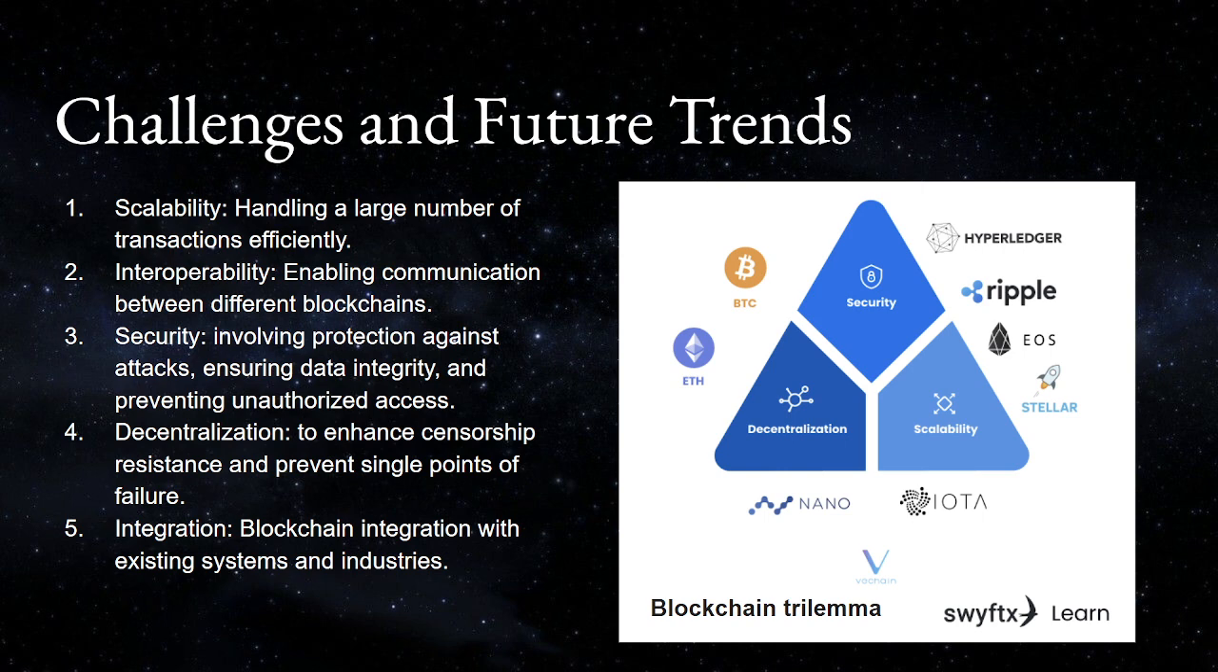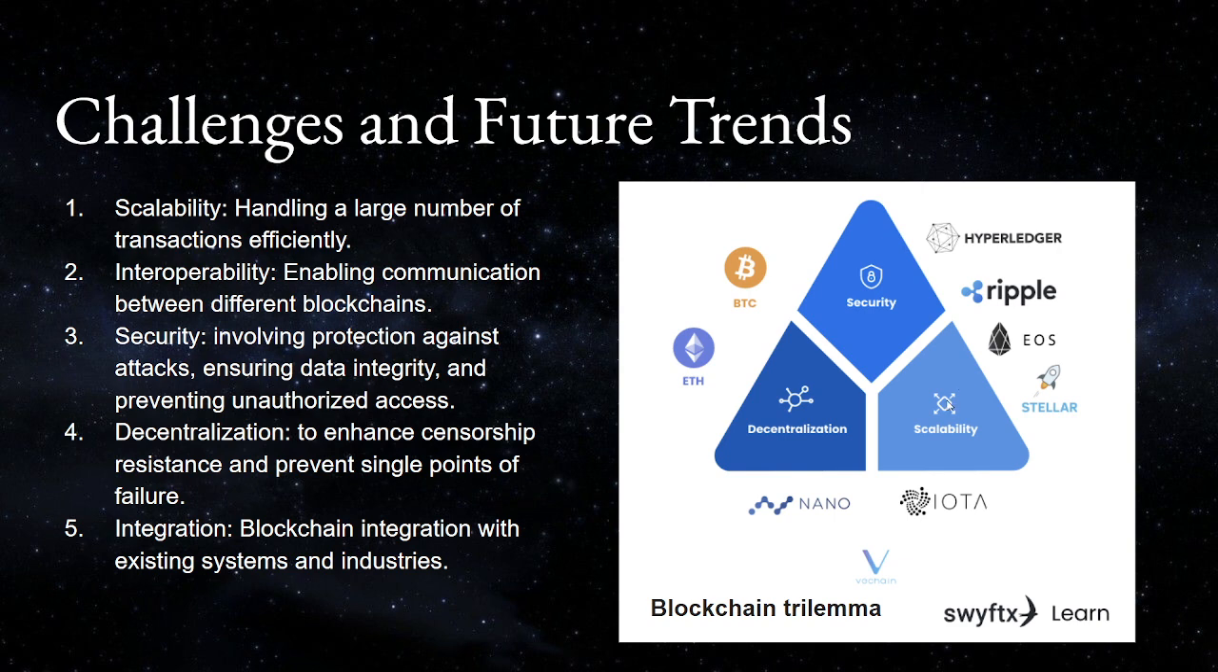Now let us see some challenges and future trends of blockchain technology and the challenges that it has to deal with. Now the figure that you can see in this slide is a blockchain trilemma. So basically it means there are right now not many blockchain technologies that can deal with all these three major issues. The first one is security, the second one is decentralization, and the third one is scalability.